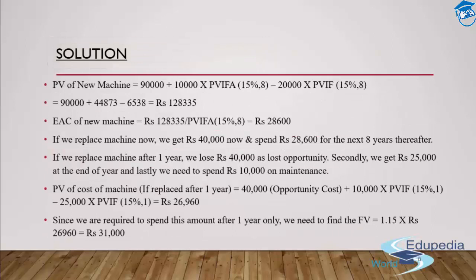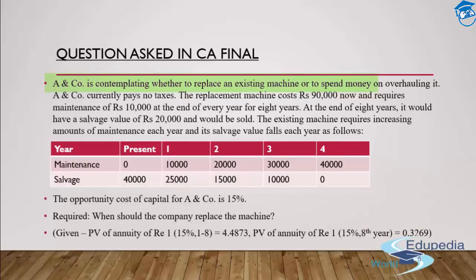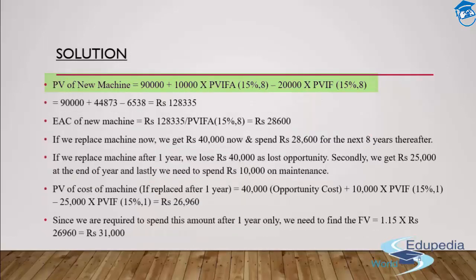Now, we all know that the present value of the new machine is going to be rupees 90,000. The new machine costs me rupees 90,000. Apart from that, I need to incur maintenance costs of rupees 10,000 each year for the next 8 years at the present value interest factor annuity at 15%. However, at the end of the 8th year, I get a salvage value of 20,000, which I multiply by the present value factor of the 8th year, that is 0.3279.